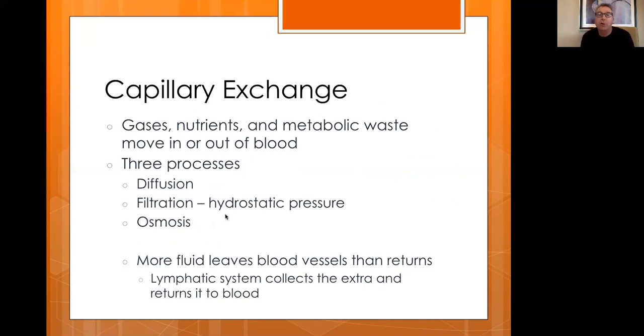Capillary exchange: gases, nutrients, and metabolic waste. There are three processes. I think we've all talked about this. We talked about diffusion, the process of going from an area of high concentration to low concentration that doesn't require any energy. Filtration, hydrostatic pressure, so that's based on the pressure inside and outside of the capillary walls, and that's just the nutrients. And then osmosis is water, right? So when we talk about diffusion of water, we're talking about osmosis. More fluid leaves blood vessels than returns, because the lymphatic system collects the extra and returns it to the blood.